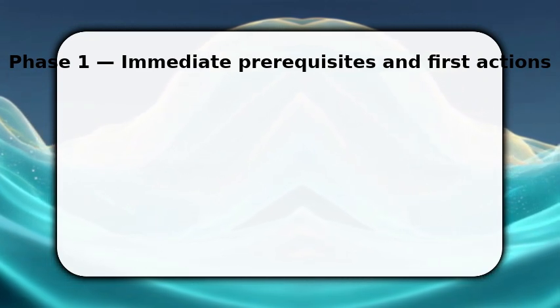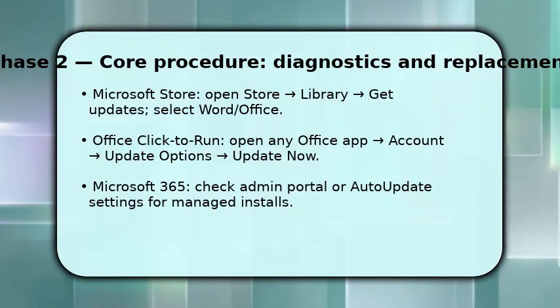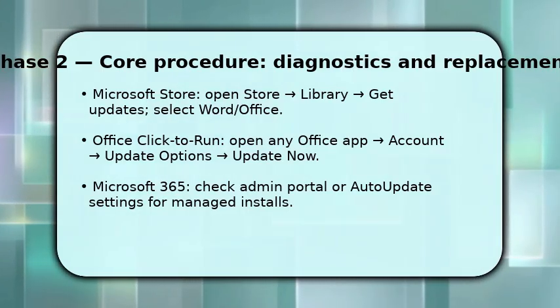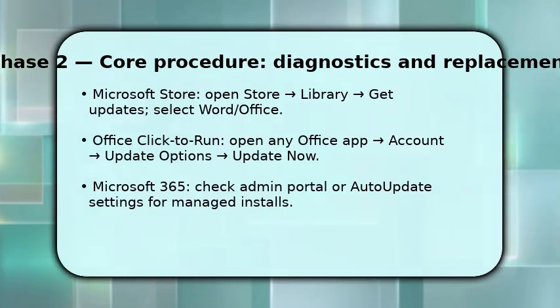You now run the appropriate updater based on your installation. If you installed from the Microsoft Store, open the store, go to Library, and click Get Updates. That updates Word and Office apps.